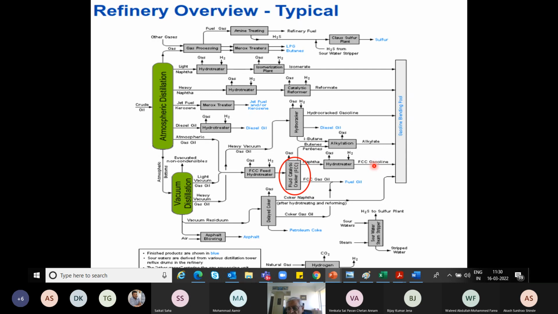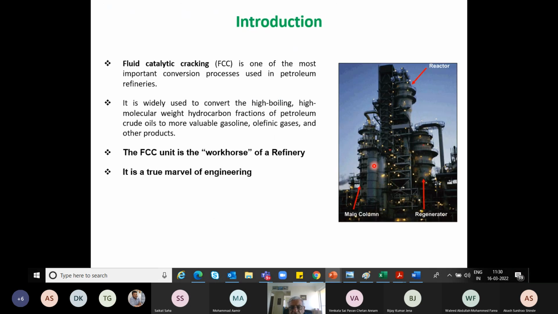But nonetheless, as I'll explain later on, as we go along, we have learned how to actually reduce, if not eliminate, FCC gasoline from the FCC unit. So it is one of the most important conversion processes in our industry today. It is primarily used to convert high boiling, high molecular weight hydrocarbons, as I mentioned. And it's actually the major workhorse of a refinery.